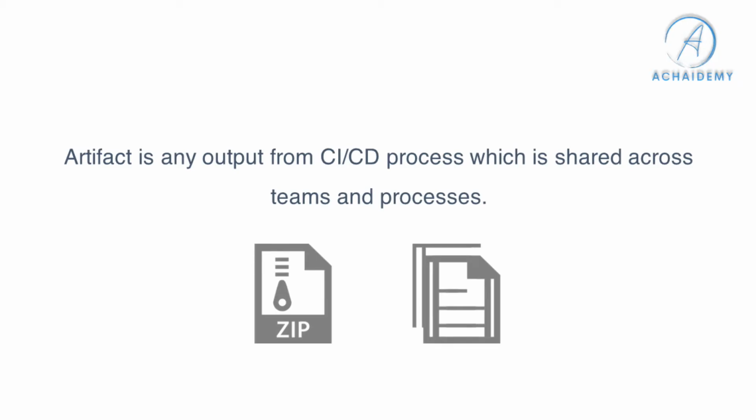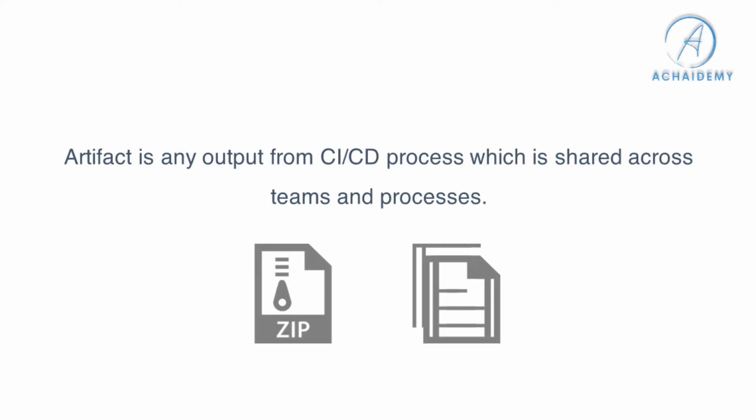And the next thing is an artifact, right? An artifact is the output of any of your CI/CD process, right? It might be, as I said, in a build, an output zip file or a DLL or a jar file or a Python file, right?